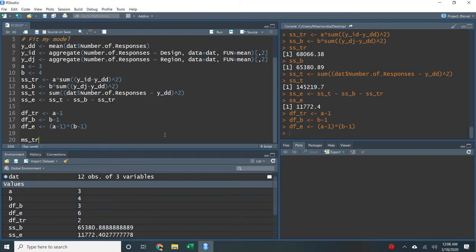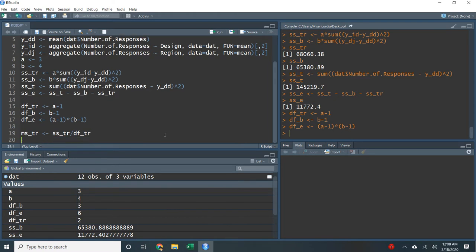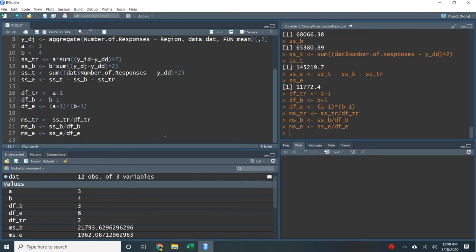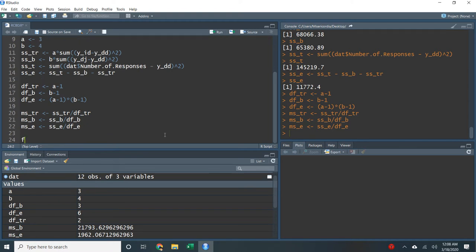And now I can calculate the mean squared treatment, which is the sum of squares treatment divided by the degrees of freedom for the treatment, the mean squares block, which is the sum of squares for the block divided by the degrees of freedom for the block, and then the mean squared error, which is the sum of squares error divided by the degrees of freedom for the error. Now previously we had you put together a manual ANOVA table. We're not going to worry about that here. All we're going to get you to do here is to calculate this F statistic, MSTR divided by MSE.